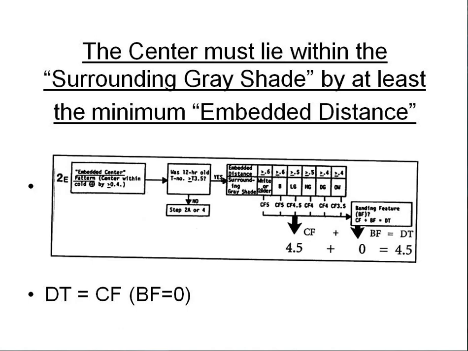The embedded distance criteria that were just mentioned are shown on this chart in degrees latitude. So this is how it works. The coldest gray shade that surrounds the center by at least the embedded distance gives the CF number.